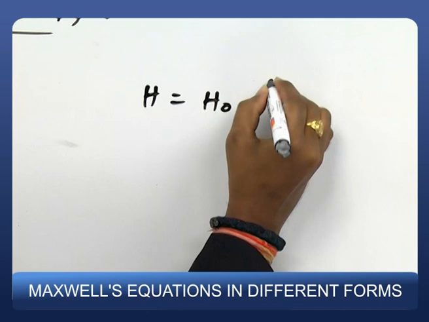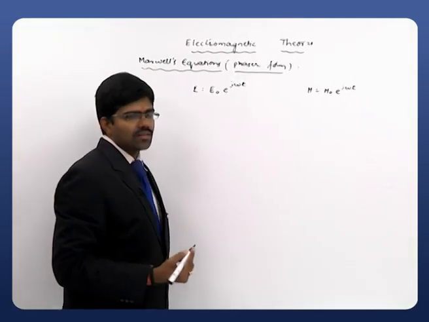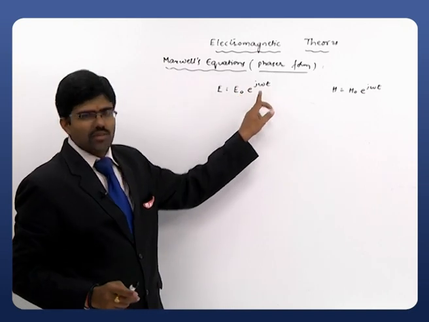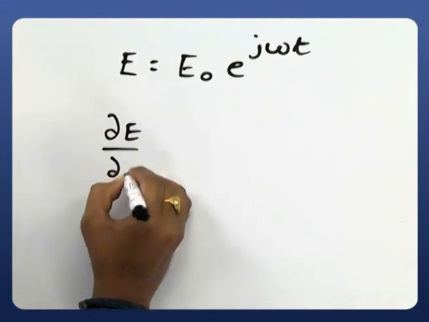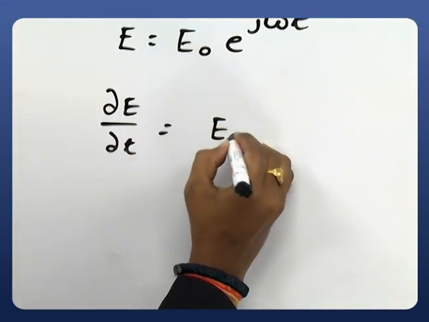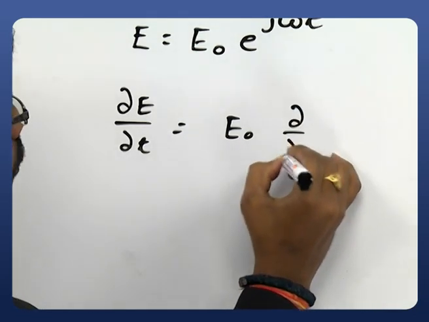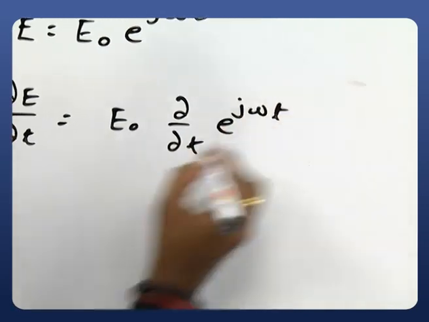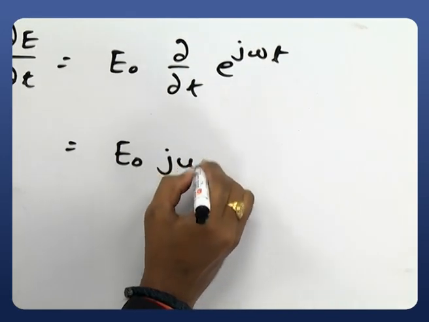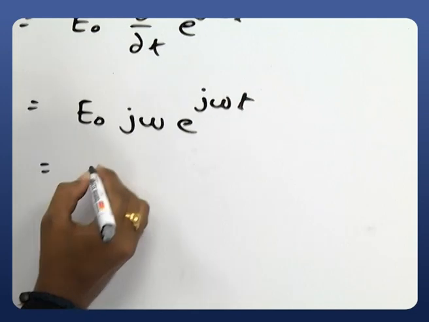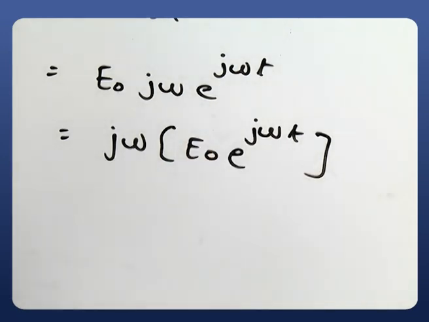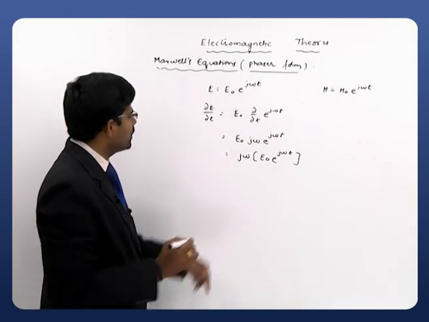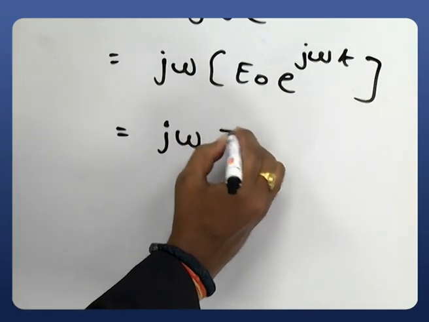In the same way, the magnetic field H equals H naught e power j omega t, where E naught and H naught are the magnitudes of electric field intensity and magnetic field intensity at time t equals 0. Right. So differentiate them with respect to time. So dou E by dou t equals, E naught is a fixed constant, so dou by dou t of e power j omega t, which equals E naught j omega e power j omega t. So j omega E naught e power j omega t, and E naught e power j omega t can once again be replaced with E, which equals j omega E.